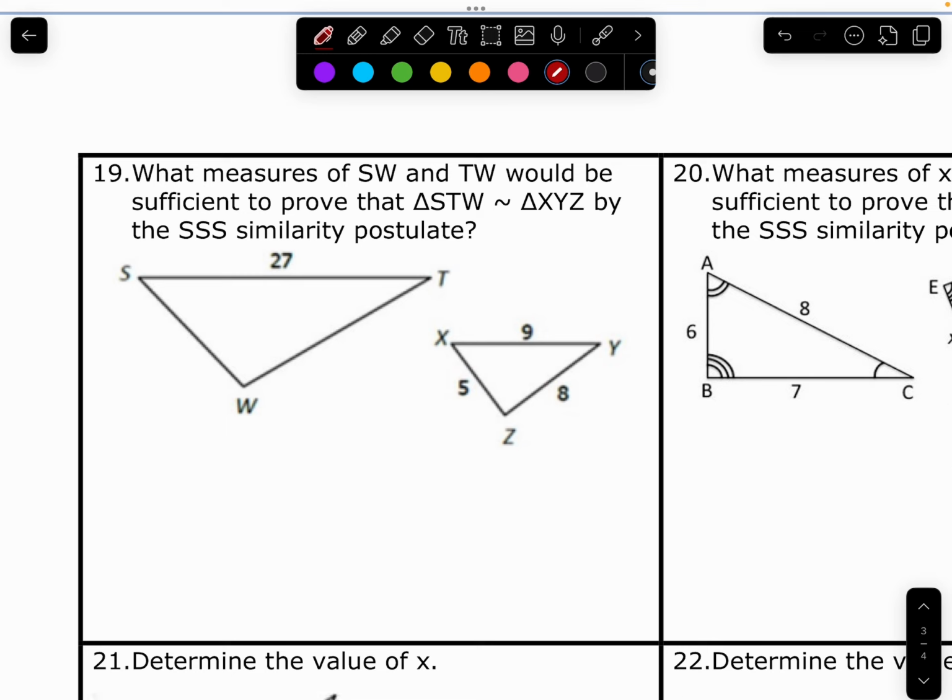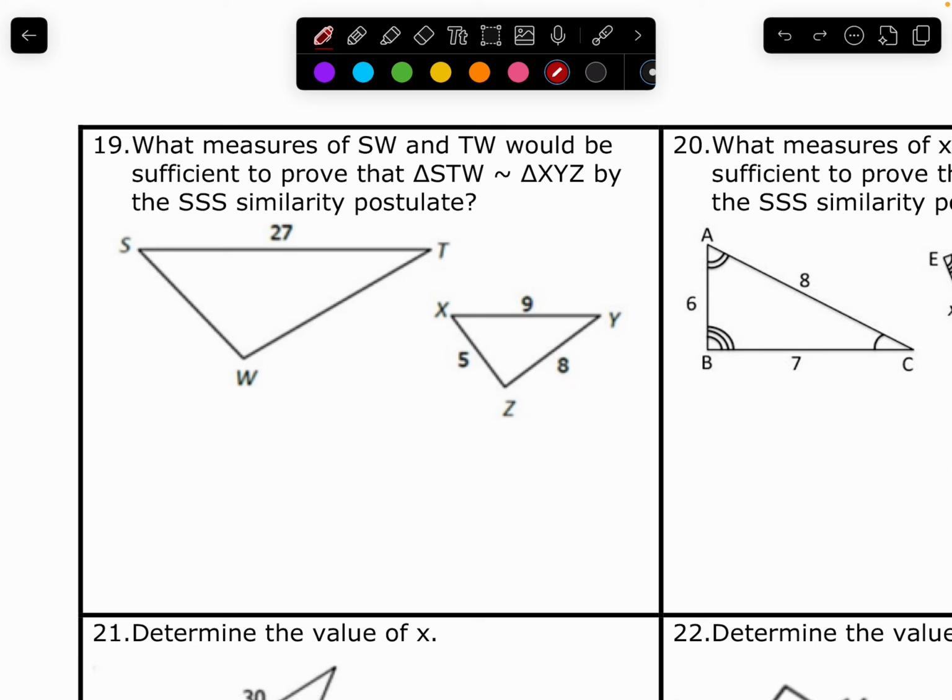What measures of S, W, and TW would be sufficient to prove these triangles are similar? All right, so we see that this is 27, this is 9. Now we could be fancy if you want and do proportions. We could do 27 over 9. I'll make that X, I'll make that Y, equals X, and then which one matches up with that?